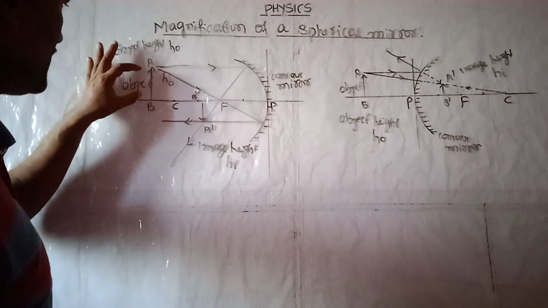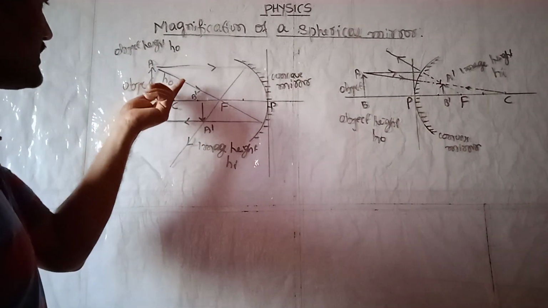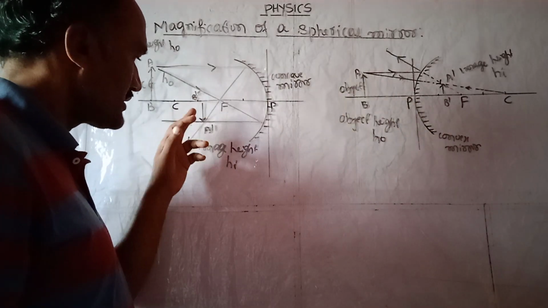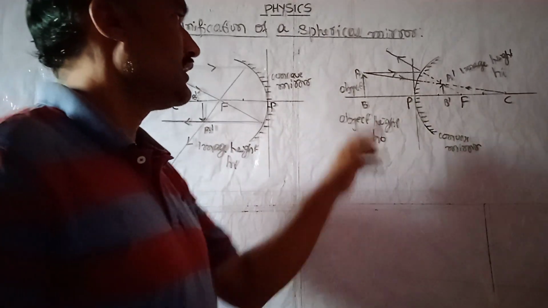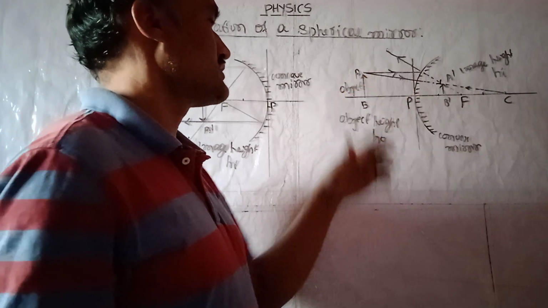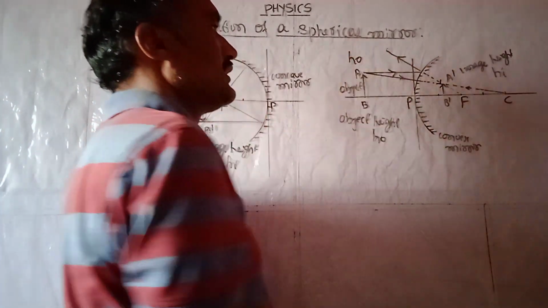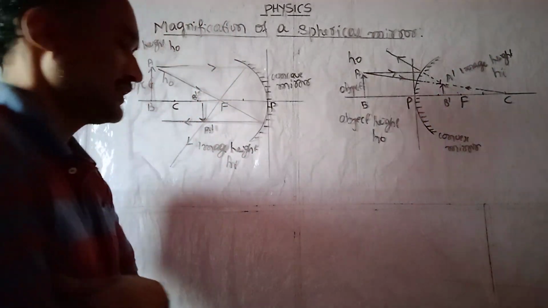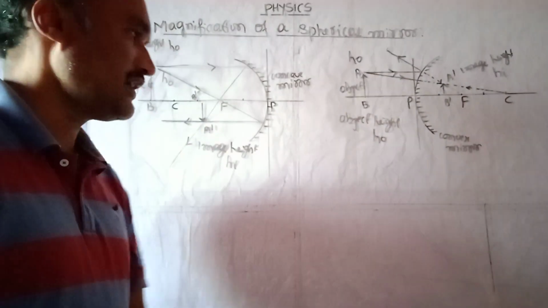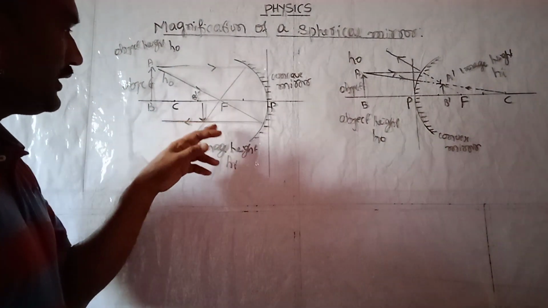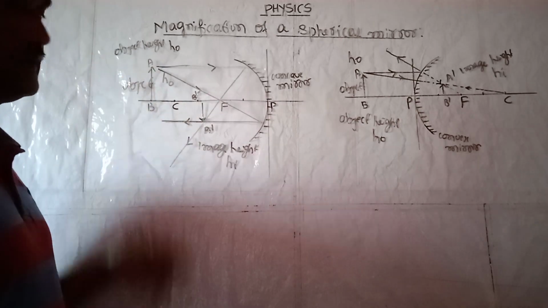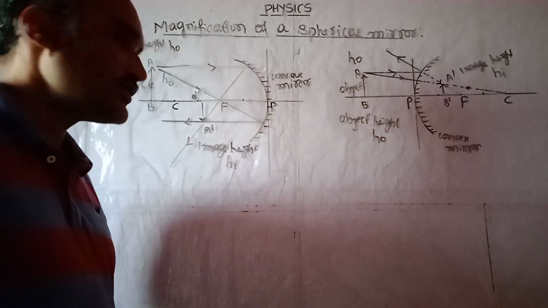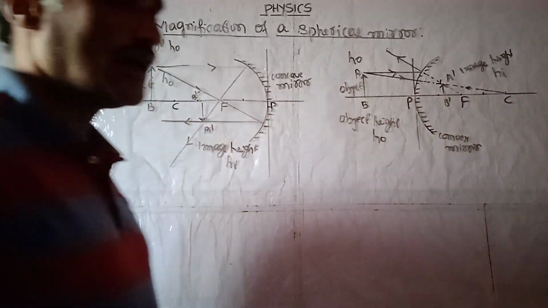Here the height of the object is denoted by ho, and the image height we denote as hi. So the object is placed here, that is ho, the object height, and hi is the image height. Then what is magnification? Magnification is defined as the ratio of image height to the object height.